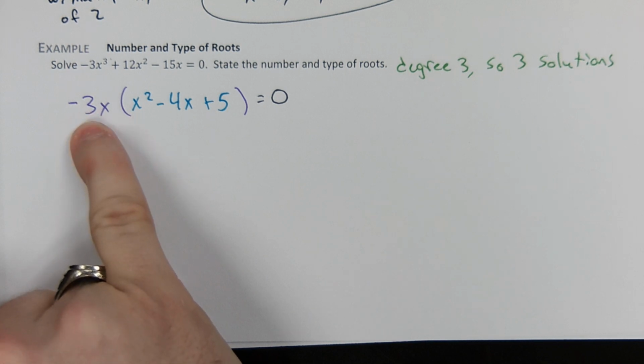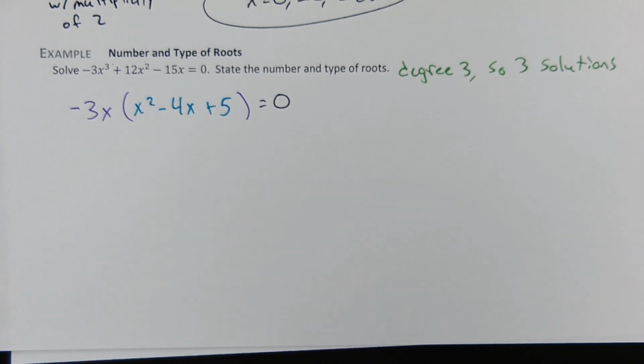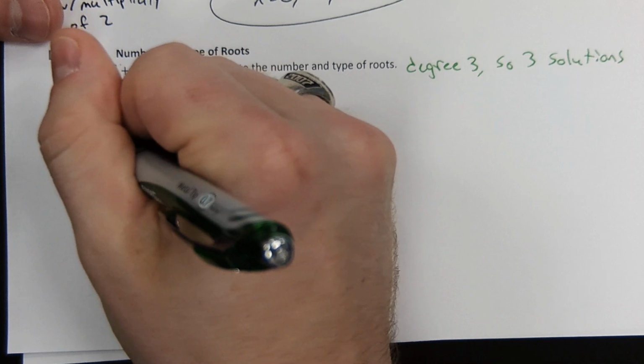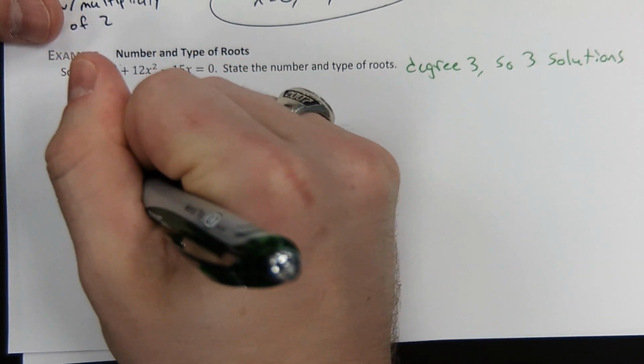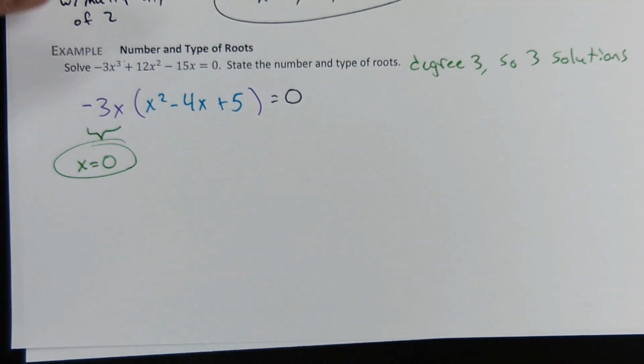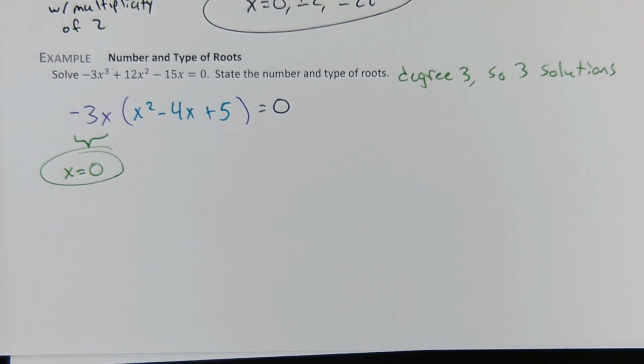What is the solution here? 0. We know x equals 0 because this x is outside the parentheses. In fact, I'm going to circle it to make sure I don't lose it as an answer. Remember, I told you students will often lose their GCFs. And the reason why they're important is because if they include an x, that's one of the solutions.